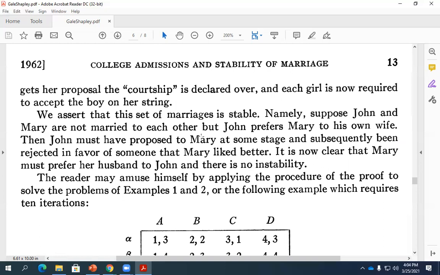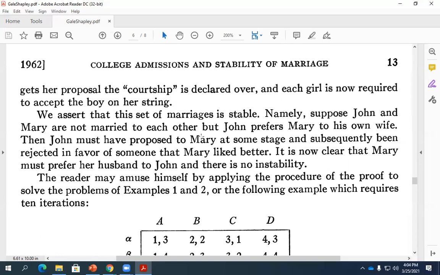Okay, so anyways, John must have proposed to Mary at some stage and subsequently been rejected in favor of someone that Mary liked better, yeah? It is now clear that Mary must prefer her husband to John. Does that make sense? Mary would have to prefer her husband because she rejected John's proposal at some point. So she would prefer her husband to John, and therefore no instance of instability could happen between John and Mary. So that's kind of interesting, right?